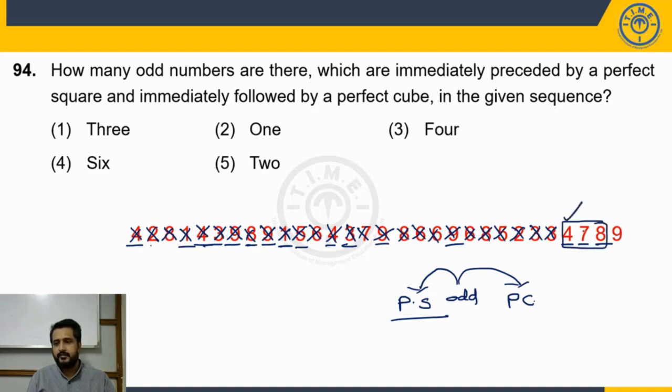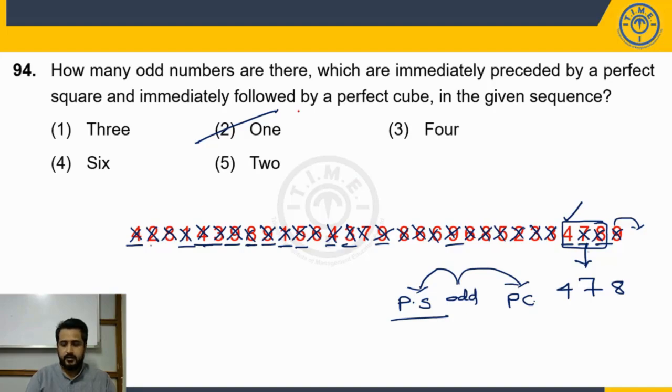Is 7 a square? No. Is 8 a square? No. Is 9 a square? Yes. But is it followed by an odd number? No. So only one such number is there, which is that 7. 7 is immediately preceded by a perfect square and immediately followed by a perfect cube: 4, 7, 8. So the answer is 1. 1 is in choice 2.